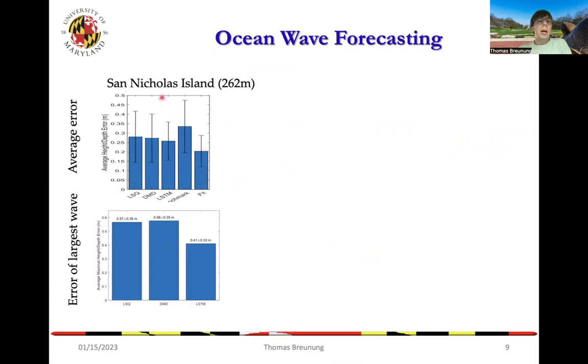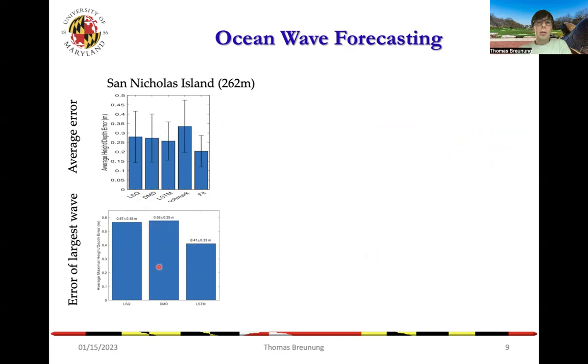And just to show you some results now for ocean wave forecasting. This is a buoy at San Nicolas Island off the coast of LA. And we're going to see a bunch of forecasts. This is LSQ and DMD. These are linear models, and LSTM is where we utilize a recurrent neural network with LSTM cells for the forecasting task. We can see that all those methods outperform the relevant benchmark by about 30% on the average wave height error. If we now wonder about the highest wave, we can also see that the LSTM clearly outperforms the linear models.